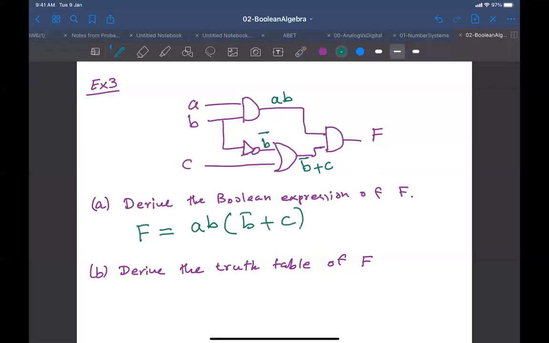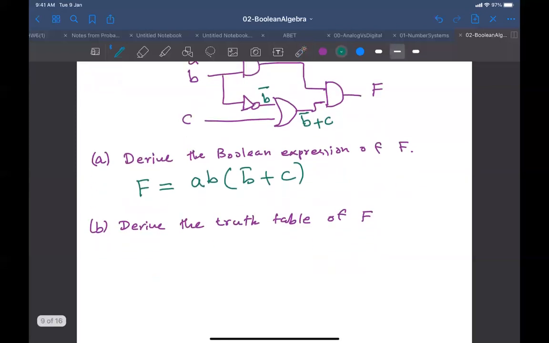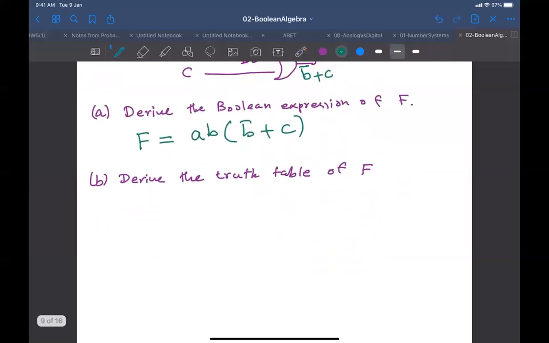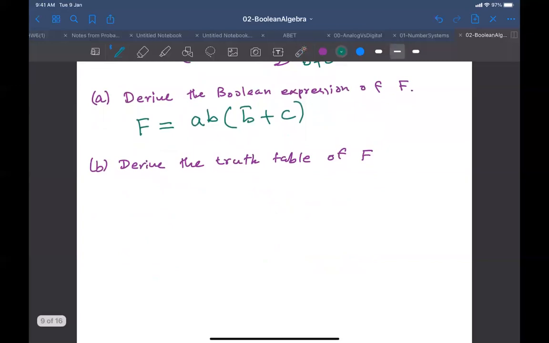Now we would like to also derive the truth table of this function. So how do we do that? How many variables, how many inputs do we have? 3 inputs. Excellent. They are A, B, and C, right? So how many combinations? 8 combinations, which is 2 to the 3. Excellent.